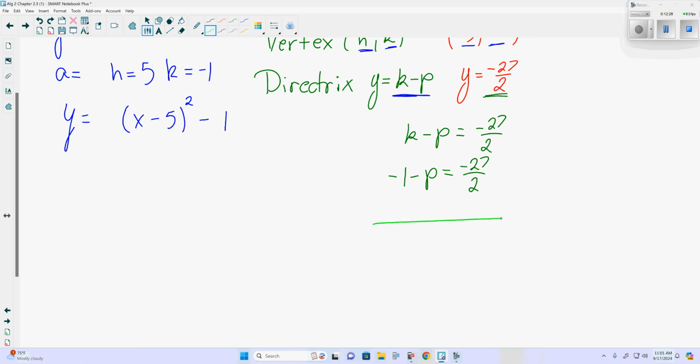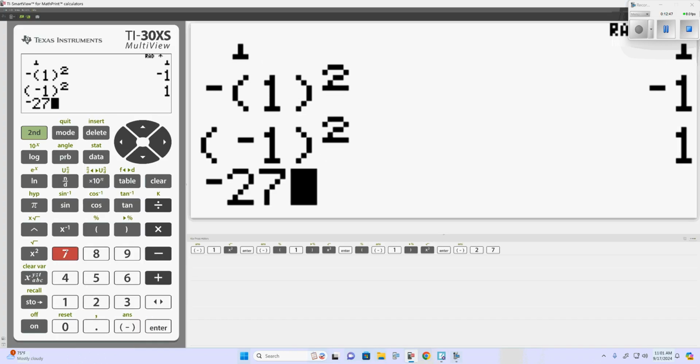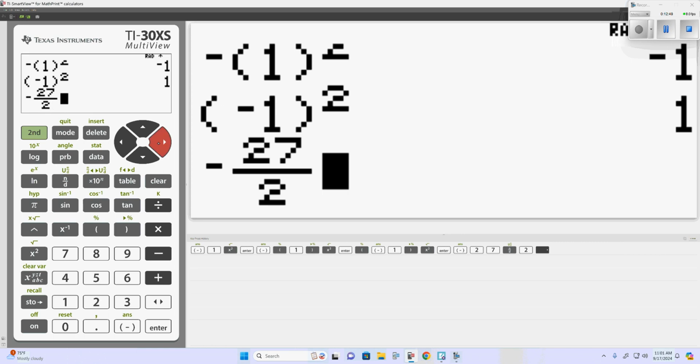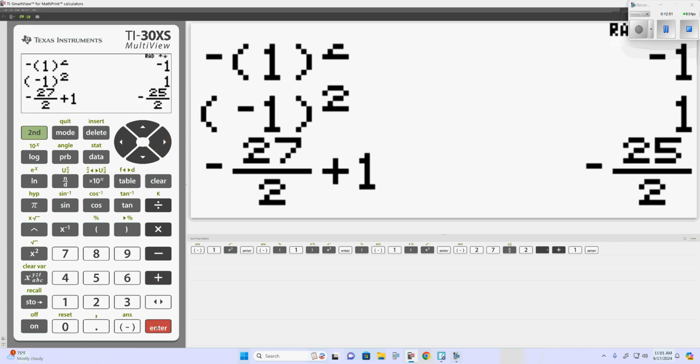Now we need to find the value P. So what can we do first? Add 1 to both sides. Yes. So now we need to add 1 to -27/2. You do not have to do this by hand. The calculator will do it for you, -25/2.